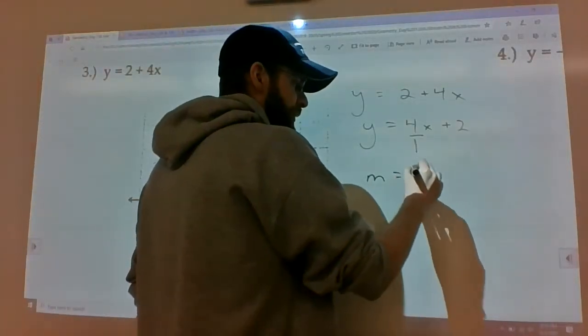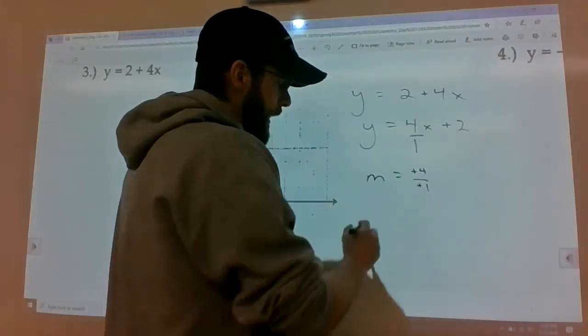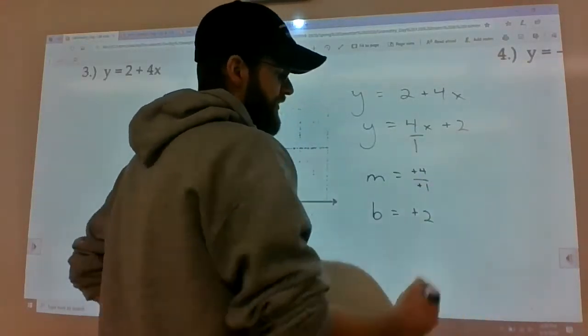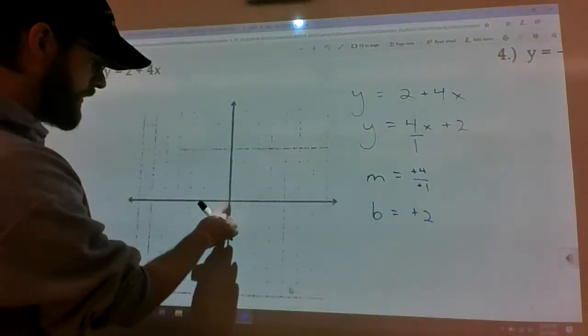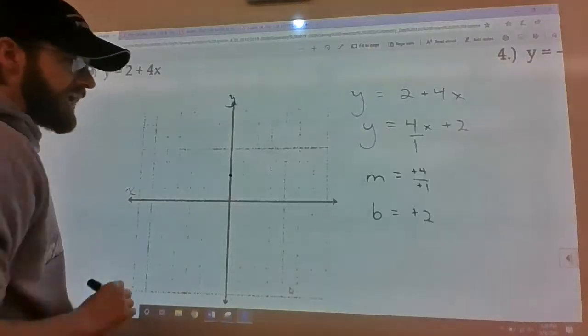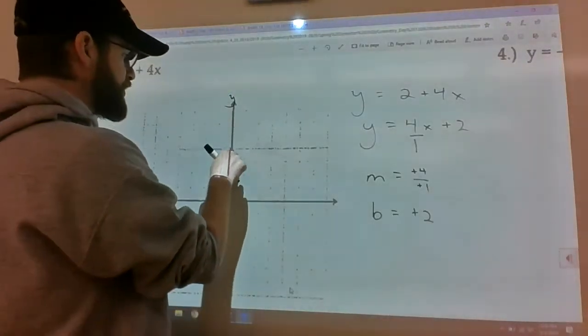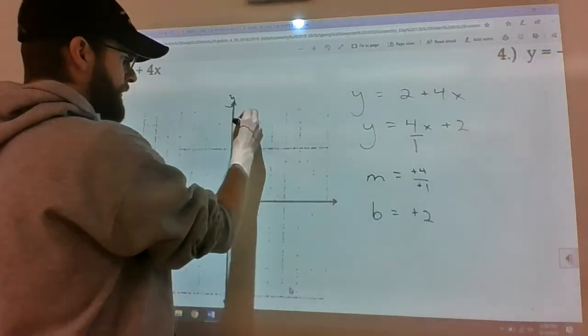So my m value is going to be positive 4 over positive 1. My b value is going to be positive 2. So that means I start 2 above, 1, 2, on my y-axis. And then I'm going to go up 4, right 1. So up 1, 2, 3, 4, right 1.